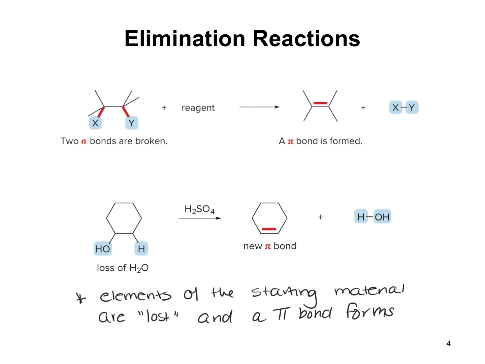So what we see here generally are two groups, and they have sigma bonds. You add a reagent, and all of a sudden you have a double bond where a pi bond has formed here. It's not always a double bond. Sometimes it's a triple bond, but you're forming a pi bond. One example is the loss of water, where we've got an OH group and an H. We add sulfuric acid as our reagent, and we form a new pi bond. Water is our byproduct there.